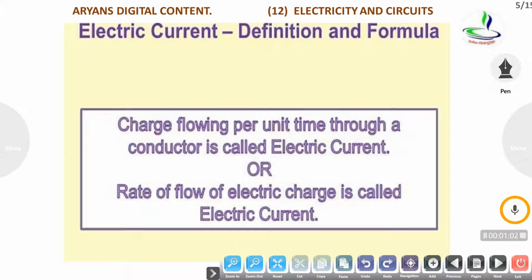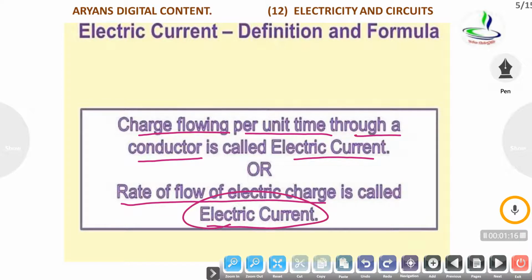What is electric current? Charge flowing per unit time through the conductor is called electric current, or we can say rate of flow of electric charge is called electric current.